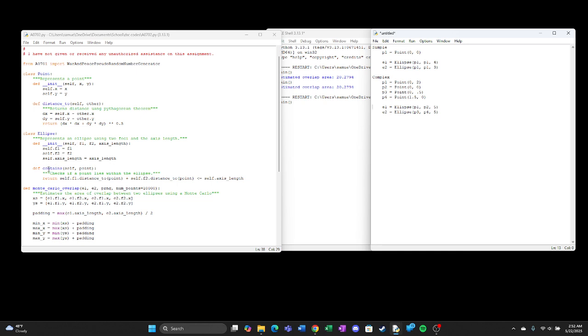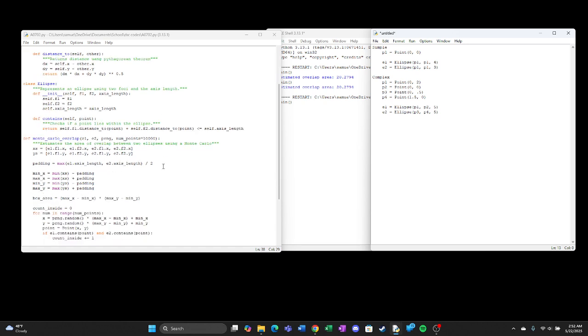And then it has this contains function, which essentially just uses this distance to function to, using Pythagorean theorem, calculate the distance from each foci to the point that is randomly generated by the function I'll talk about next. It adds these two distances together and sees if it's less than the axis length, it will be contained within that ellipse. Now the main accept reject loop of the algorithm.